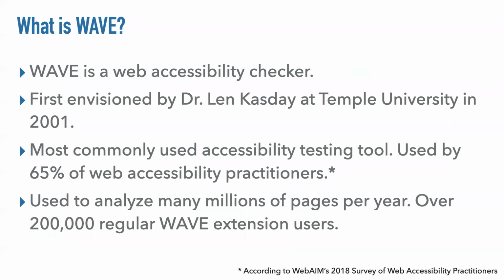So a little bit about WAVE and what it is. It's a web accessibility evaluation tool, a web accessibility checker. It was first developed and envisioned by Dr. Len Kasday at Temple University in about 2000 or 2001. After Dr. Kasday's unfortunate and untimely passing, his code and ideas were passed to us at WebAIM, where we have taken that over the last almost 20 years and continued to expand and develop it.